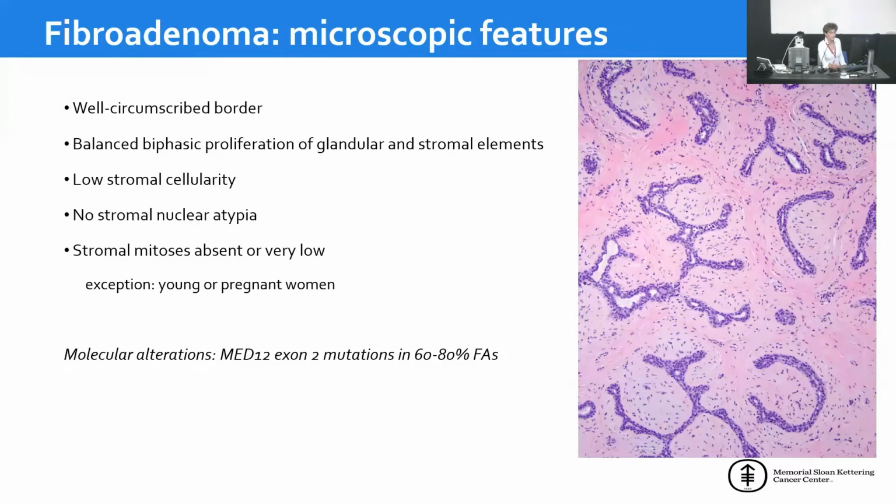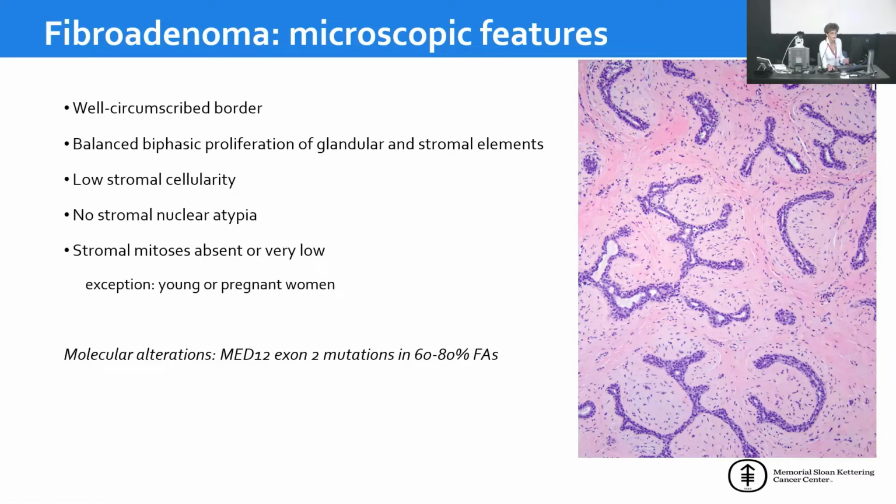In terms of histology, it has a well-circumscribed border, not depicted here, but it's a balanced biphasic proliferation of glandular and stromal elements. The tumor is due to a proliferation, expansion of the stroma, of the specialized mammary stroma of the terminal duct lobular unit, but it grows together with the epithelial component and stretches it out, forming these characteristic structures. In general, the stromal cellularity is low in a fibroadenoma.